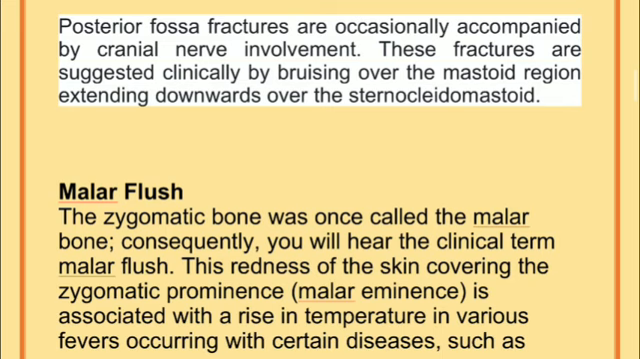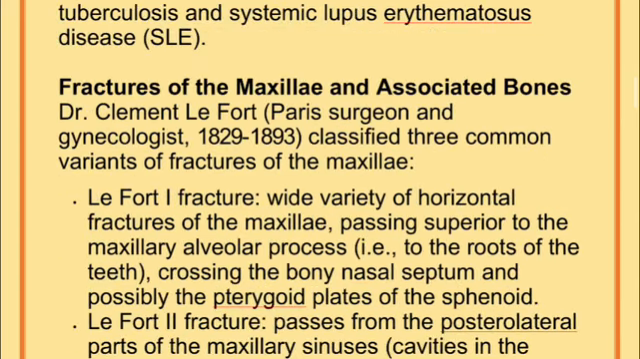Now I must talk about malar flush. The malar bone is the zygomatic bone. The zygomatic bone was once called the malar bone. So when you talk about malar flush, it's a flush, a redness of the skin around the zygomatic bone. So if there is redness of the skin covering the zygomatic prominence, that we call the malar prominence, we say there is malar flush, and it's associated with a rise in temperature that you see in some fevers occurring in certain conditions, diseases like tuberculosis and systemic lupus erythematosus.